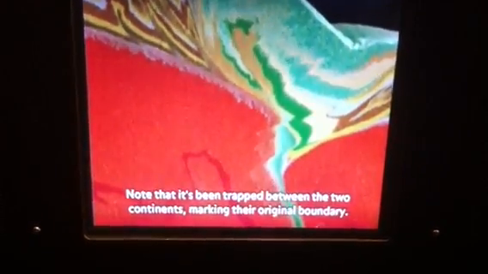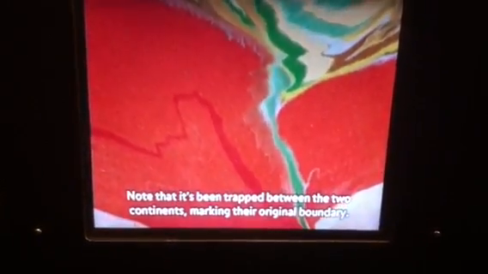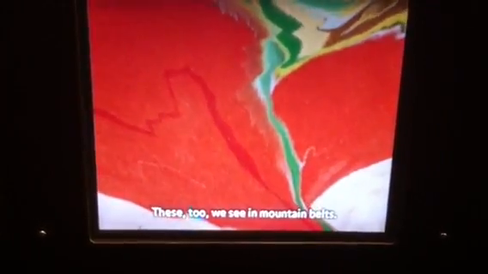Note that it's been trapped between the two continents, marking their original boundary. Once we study how faulting has affected the sediments, we'll try to reconstruct the faulting history, which is very important.